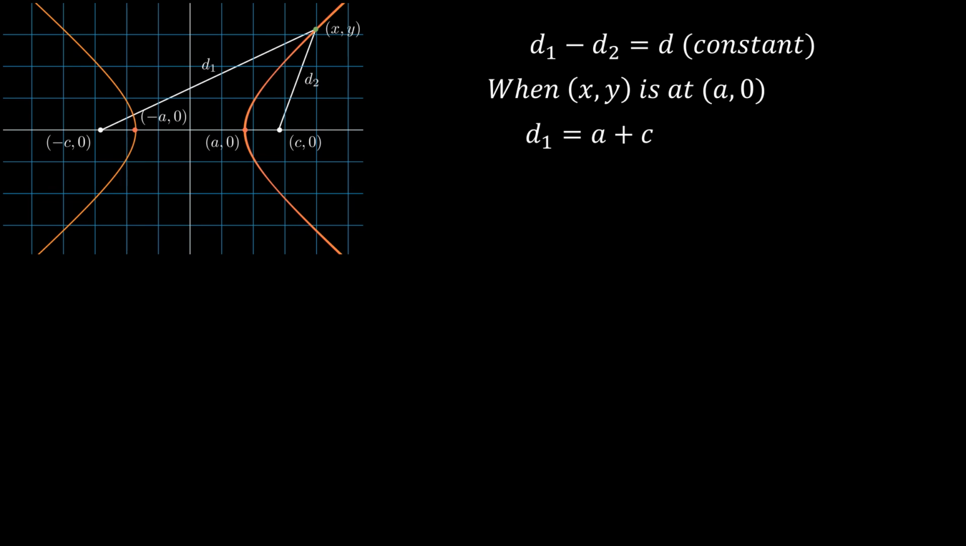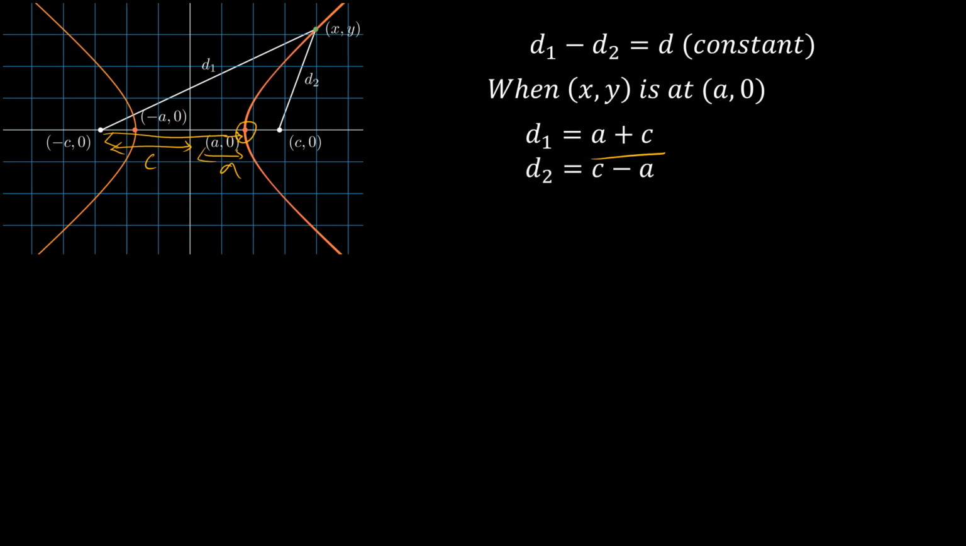So as you can see, if we are at this point, that means that the distance d1 is all the way here. So from here to here is c, from here to here is a. So d1 is a plus c.